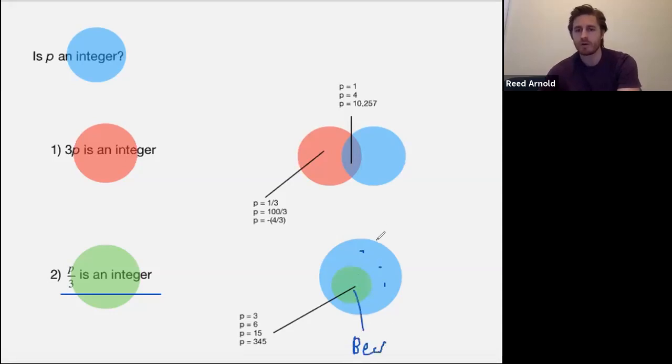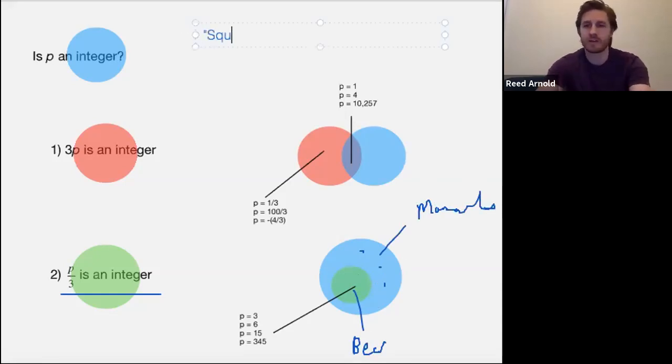Bear. Mammals. If I'm a bear, I'm a mammal. That doesn't mean if I'm a mammal, I'm a bear. This is what I call sometimes square rectangle logic. You've probably heard, every square is a rectangle, not every rectangle is a square. That's really lurking under a lot of this stuff. It just doesn't always use squares and rectangles.